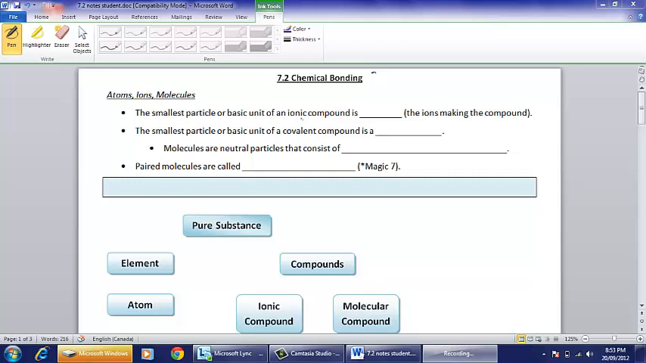In this lesson, we are looking at chemical bonding. The physical forces that join atoms together are called bonds. We are going to be looking at two kinds of bonds, ionic and covalent. The smallest particle or basic unit of an ionic compound is an ion. The smallest particle or basic unit of a covalent compound is a molecule.